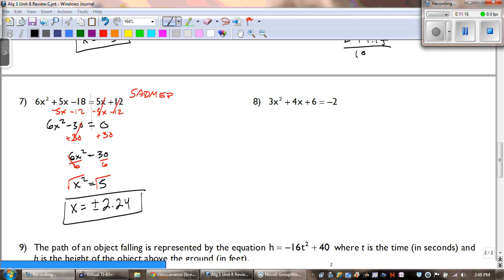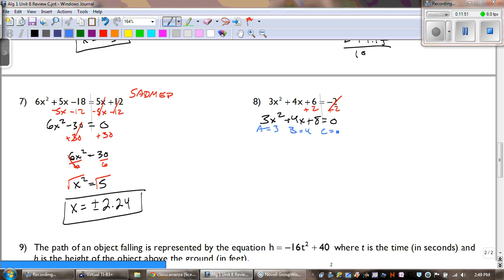All right, number 8. Remember, we always want to set our equation equal to 0. So I'm going to add 2 to the other side. And we get 3x squared plus 4x plus 8 equal to 0. And you want to think to yourself, are there numbers that multiply to get to 24 and add to 4? I don't think so. So what we're going to do is the quadratic formula where a equals 3, b equals 4, and c equals 8.